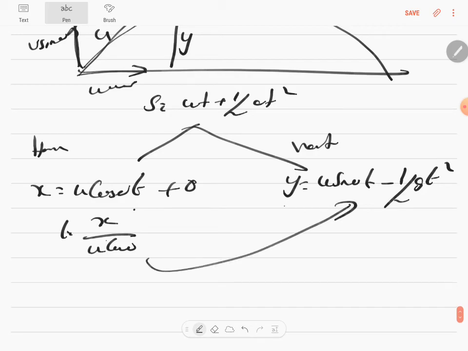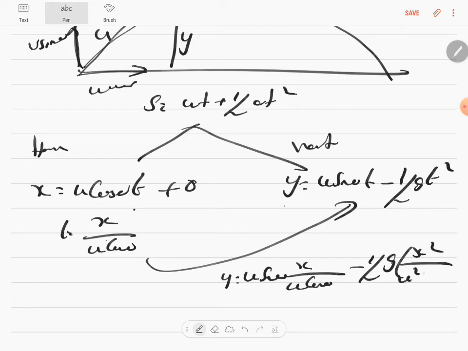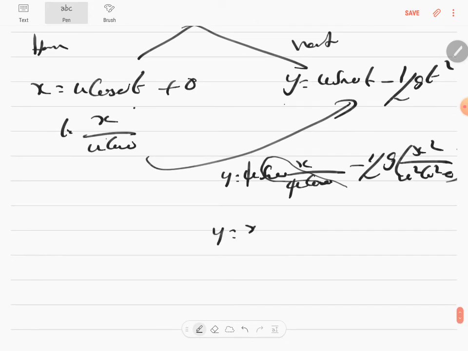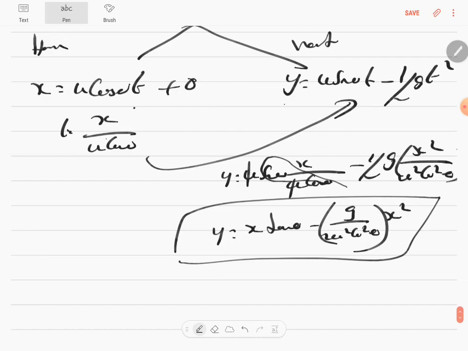So y is equal to u sin theta into t, where t is x by u cos theta, minus half into g into x square by u square cos square theta. Sin theta and cos theta will become tan theta, and u and u will get cancelled. So y is equal to x tan theta minus x square g by 2u square cos square theta. Therefore, it's parabolic. Are you clear? Very, very important derivation.